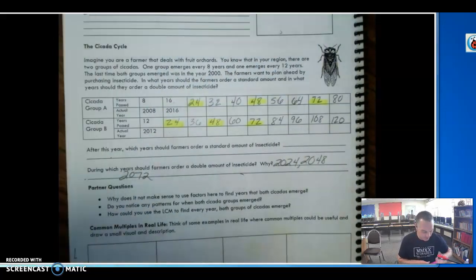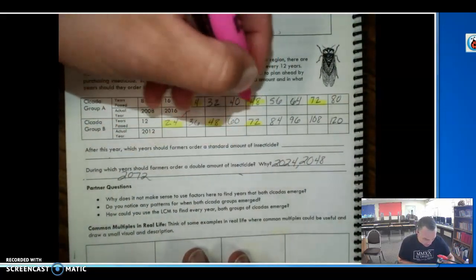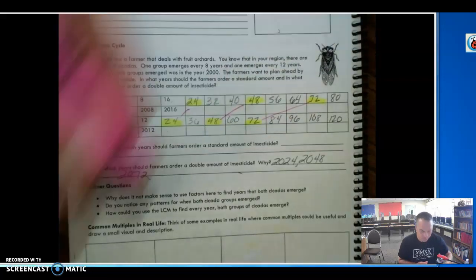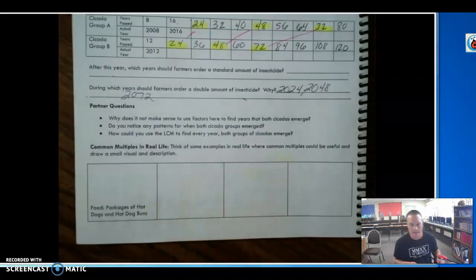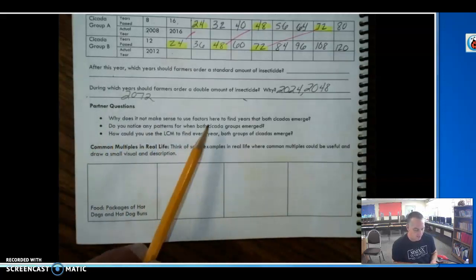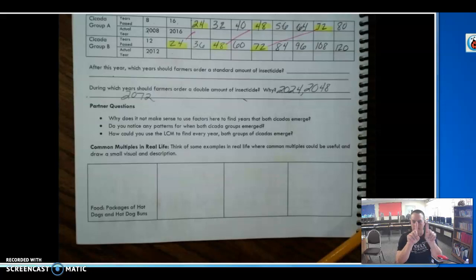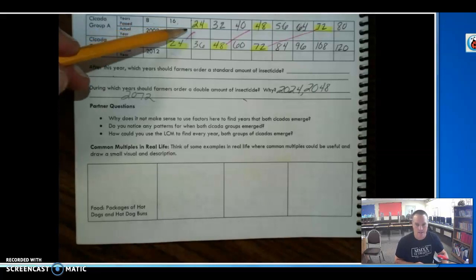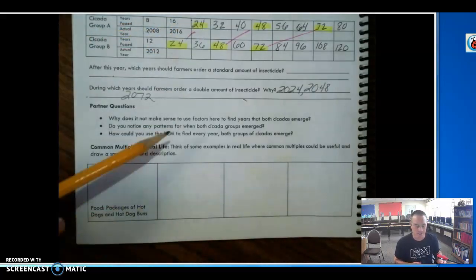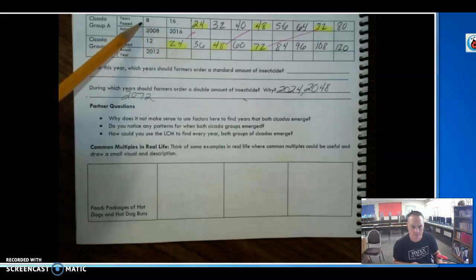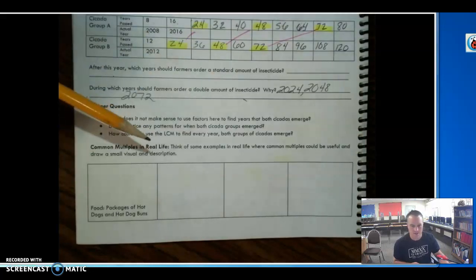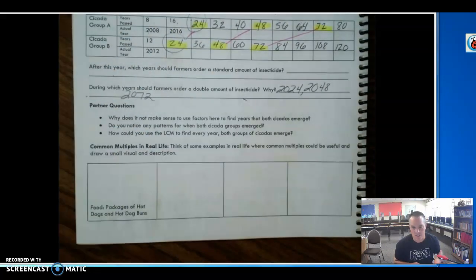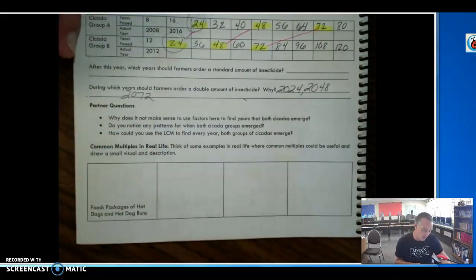Let me see if I can make this a little bit more clear for you guys. You'll start noticing the pattern, right? There you go. I keep having to pause the video to move around. So why does it not make sense to use factors? Remember, factors are two numbers that are multiplied together to make a product or a multiple, like 8 times 2, 8 times 3, 8 times 4. Factors are equal to or smaller than the number, and the multiples go up. These are common multiples, 24, 48, 72. 24 happens to be the lowest multiple, which means it's the next occurring. The most recent year will be 2024 when the cicadas come.